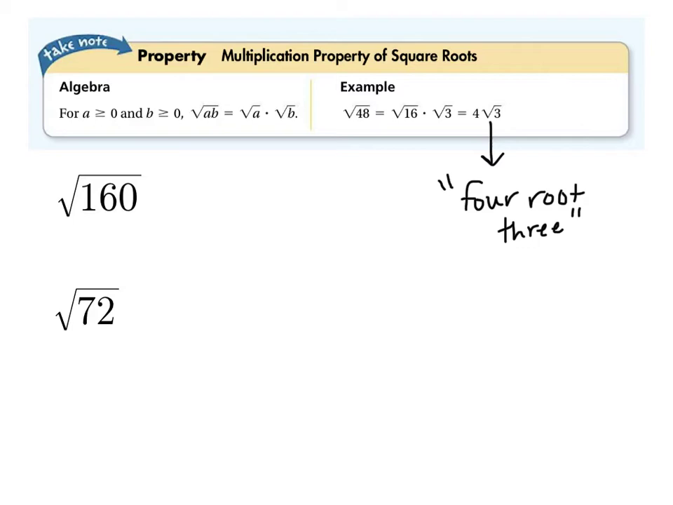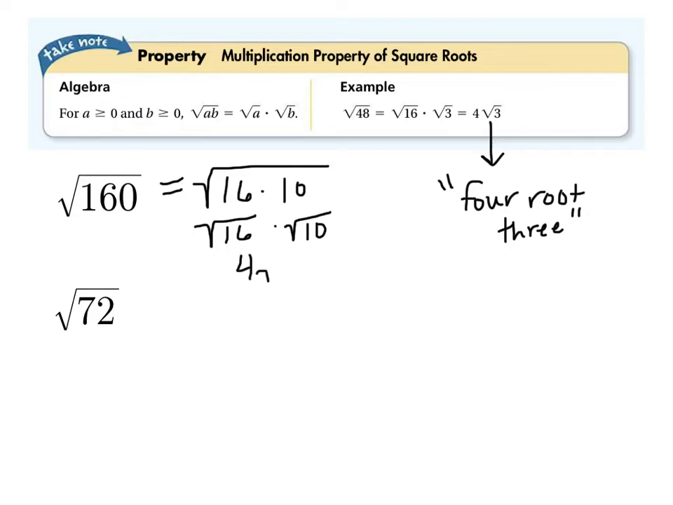So let's try these two. The first thing you're going to do is think of a perfect square that's a factor of 160. I thought of 16, just like the one we did in the example up top. Square root of 16 I can take, square root of 10 I cannot. And that's the rule you want to live by here. Split it up into the largest perfect square times the rest that you can think of, and then double check and make sure you don't have any extra perfect square factors in there. Square root of 16 I can take: 4 times root 10.